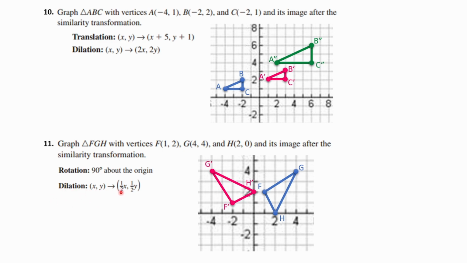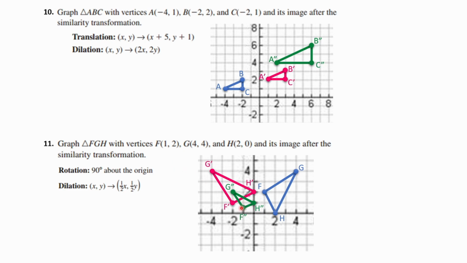Our dilation, this time, it's asking us to shrink our object. That's why our K factor here is less than 1. We have 1/2 for each X and Y. So our scale factor is 1/2. So I should get a triangle that's smaller. So if I take each of these and multiply each of their coordinate points by 1/2, then I'm going to get something that looks like this.